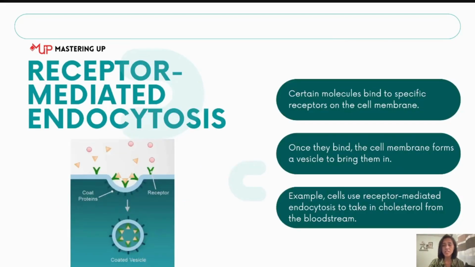And last, under endocytosis, is receptor-mediated endocytosis. Receptor-mediated endocytosis is a more specific form of endocytosis, where the cell surface contains receptors that recognize and bind to specific molecules, what we call ligands. Once the ligand binds to its receptor, the membrane forms a vesicle that contains the ligand and its receptor. An example is that this process is crucial for the uptake of cholesterol in the form of low-density lipoprotein, or LDL.